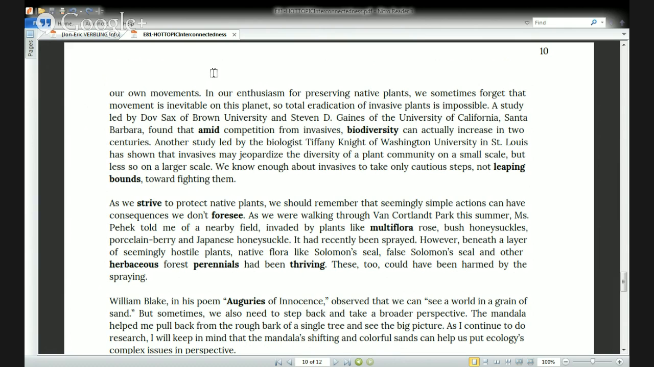That seems like a very important point at the end. What do you think she means by that last sentence? We know enough to take cautious steps, not leaping bounds. Do you know what leaping bounds means? I don't know if that's clear.